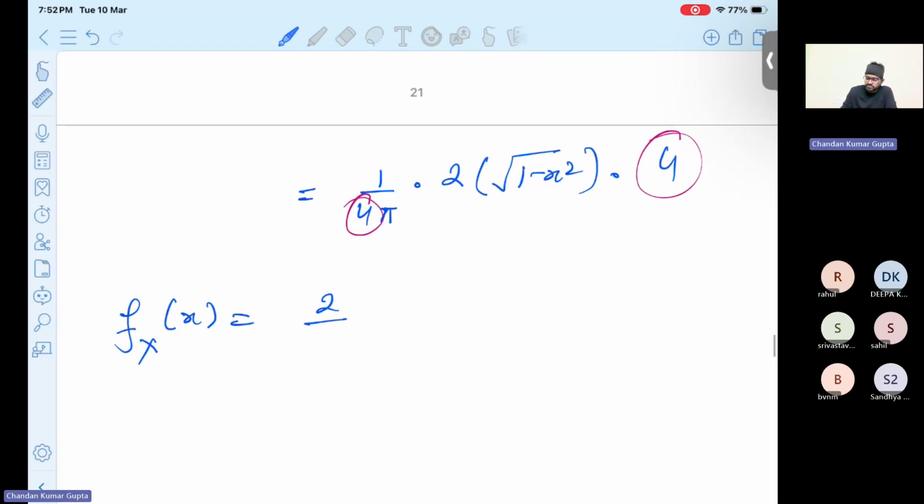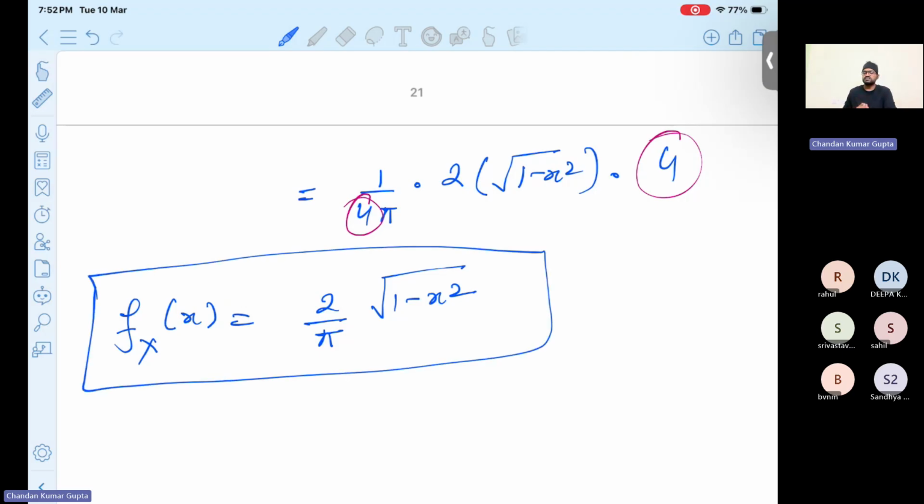So it's 2 upon pi, under root 1 minus x square. This is the PDF. But wait, we have one more thing to write now. What is the support for x? As you remember the question, the support is x square plus y square less than or equal to 1. That means it is a part of a unit circle.